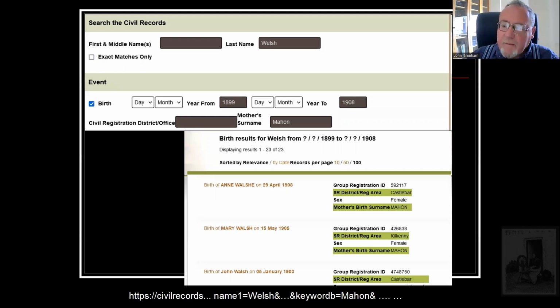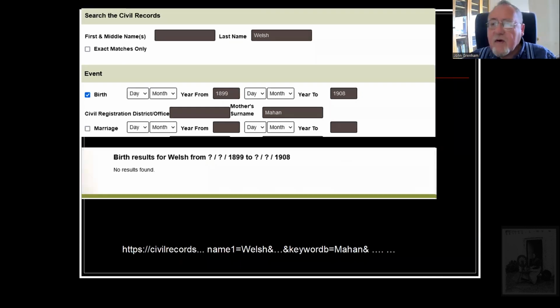Excellent. Marrying Mahon. Reverse them, or change it, and let's go to Welsh and Mahan. Okay, there is a variant. It's a rare variant, but it's there. I've checked in Irish Genealogy, and it finds no results for this birth, even though we've just seen there are lots and lots of Mahon mothers with Welsh parents.